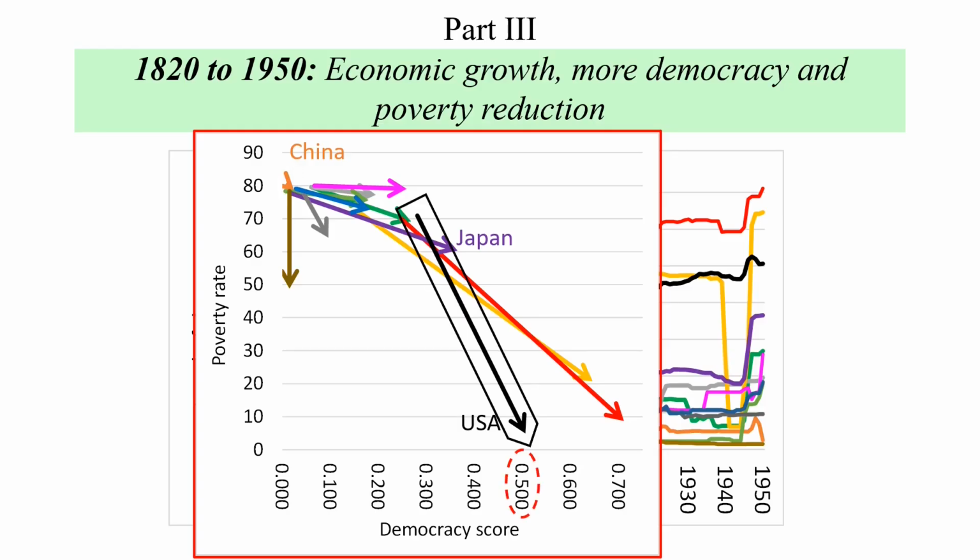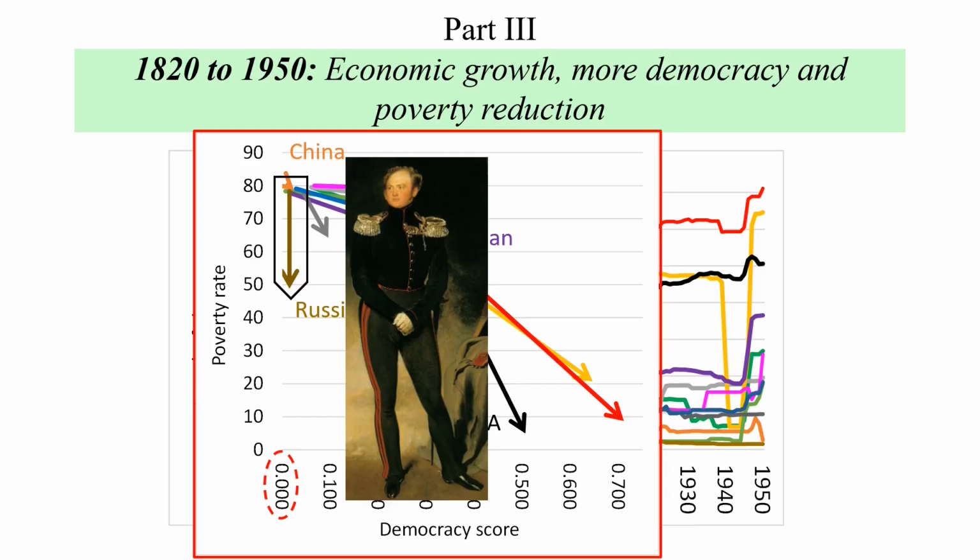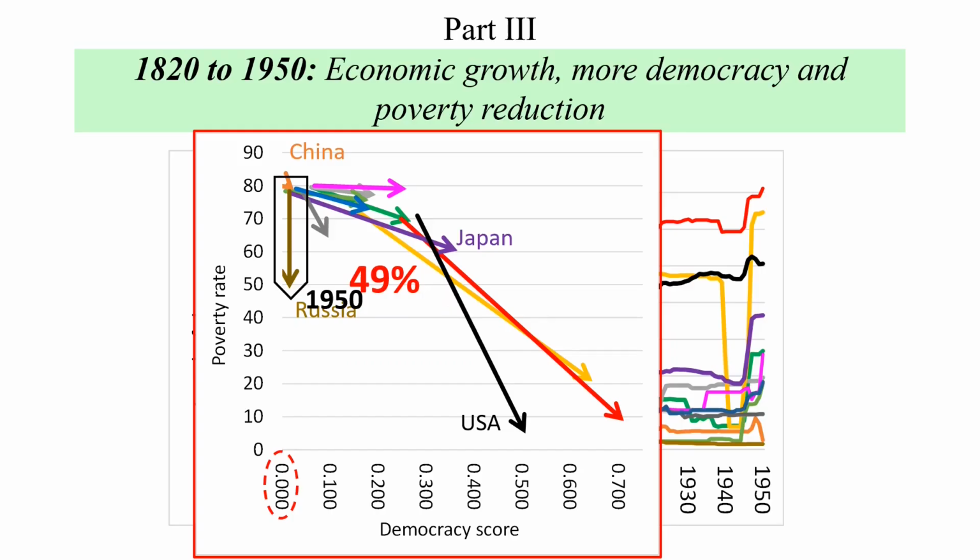We see that in the United States, where even after the abolition of slavery, Americans of African origin did not enjoy equal voting rights, democracy advanced, but not by as much as it could have. We also see that Russia saw less poverty, but almost no movement when it came to democracy. People in this communist country enjoyed about as much freedom and democracy in 1950 compared to Russia under the Tsar in 1820. But poverty dropped a lot, to 49% by 1950.